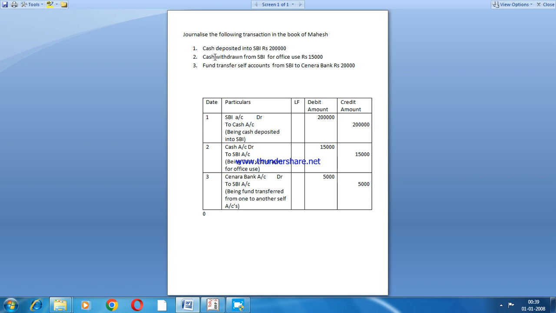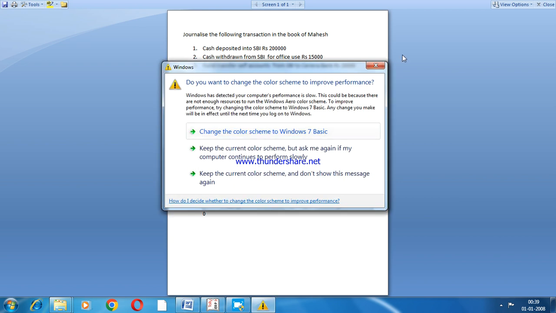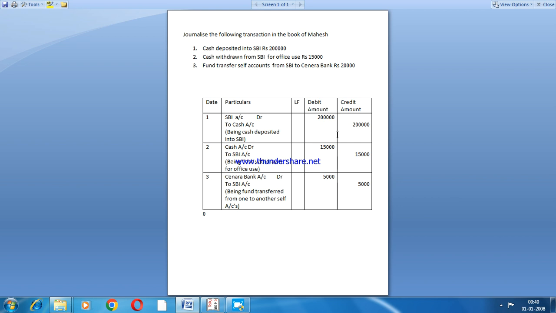In the first one, cash deposited into SBI rupees 2 lakh. Whenever we deposit money into SBI, the cash goes out from the organization, and as usual we maintain the SBI account. Here the SBI account is debited and the cash account is credited. What is the effect? In the Contra voucher there is no difference in the total balance. The only difference is in the balance between two ledgers, the cash book and the SBI account. When cash is deposited into SBI, the cash balance reduces and the bank balance increases. So a single entry affects two ledgers of our organization.